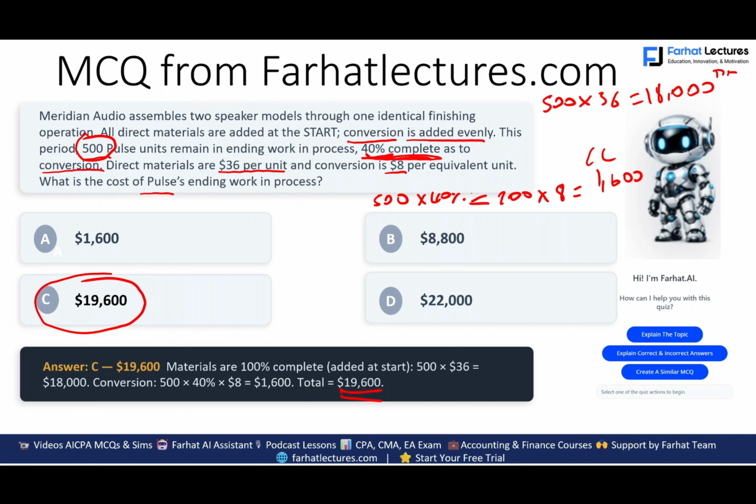So you have to be careful when you are told material is added at the beginning or at the start of the process. It means 100% completed. However, the conversion cost, they could tell you it's evenly. If they say evenly, it's 50%. Here we are told it's completed 40%. Sometimes they may tell you the conversion cost is added at the beginning of the process and the material is spread evenly, or we are 60% completed as to material. You have to read those problems very carefully.